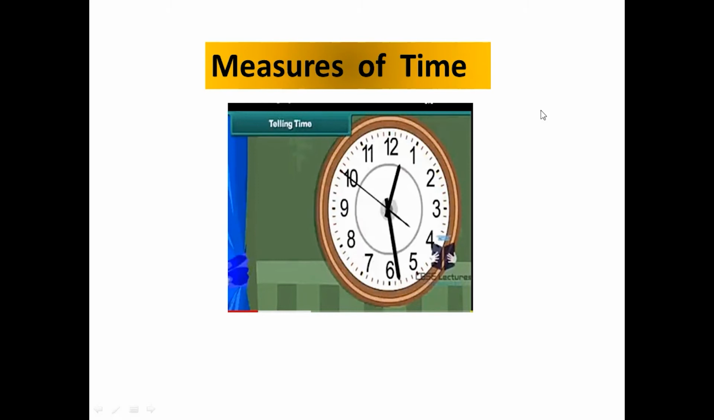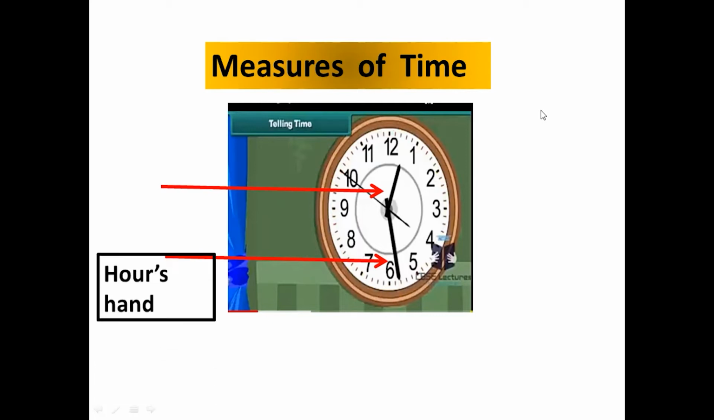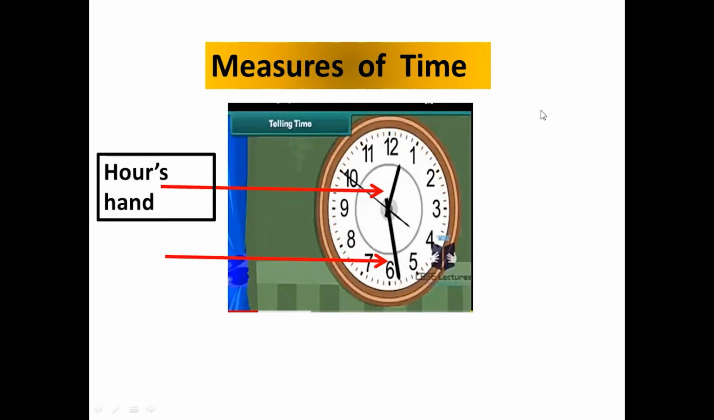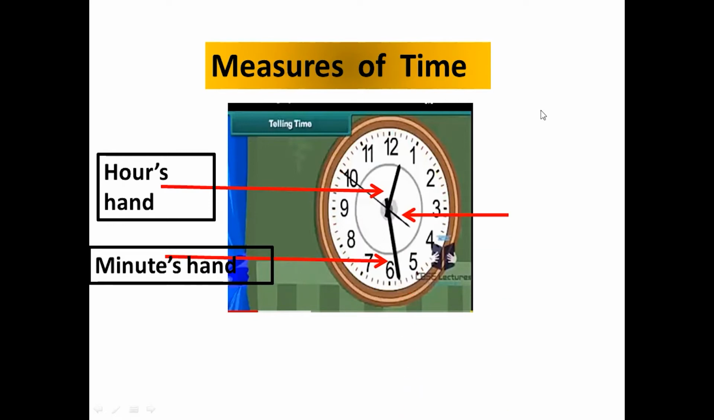Every clock has two thick needles and one thin needle. These are known as the hands of the clock. The shorter one indicates the hour and is called the hour hand. The longer one indicates the minute and is called the minute hand. And the thin one is called the second hand.